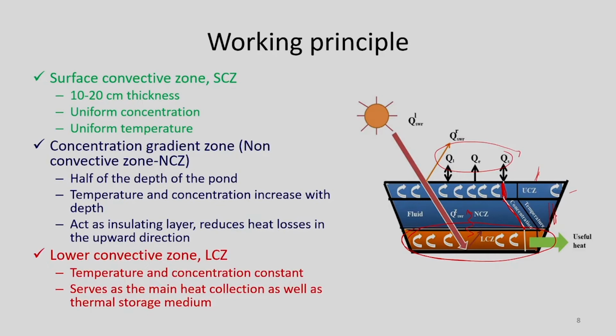And the third zone is the lower convective zone. This part is the lower convective zone, where temperature and concentration are constant, and this part serves as the main heat collection as well as thermal storage medium. Okay. So, heat will be stored here, and then from here heat has to be collected by installing some kind of heat exchanger or maybe an organic Rankine cycle if electricity generation is the prime activity.